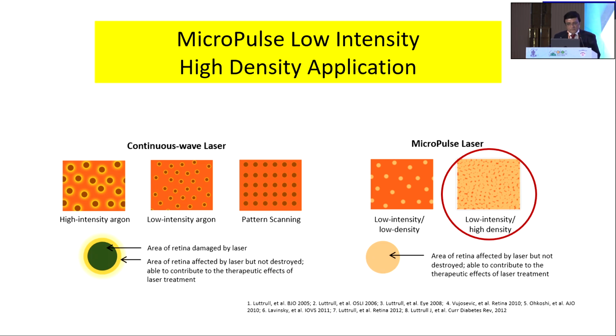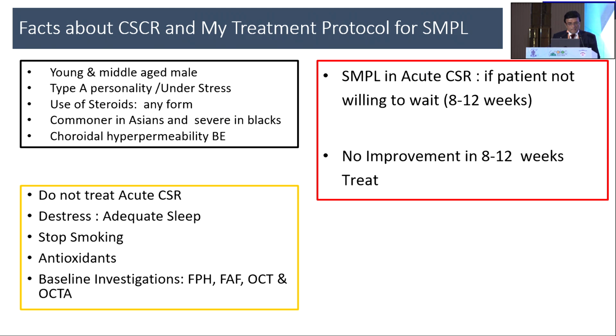when you give the pulses, there is no interpulse or interspot distance. So they do not overlap, but there is no distance between the two. So this is a low intensity, high density distribution.